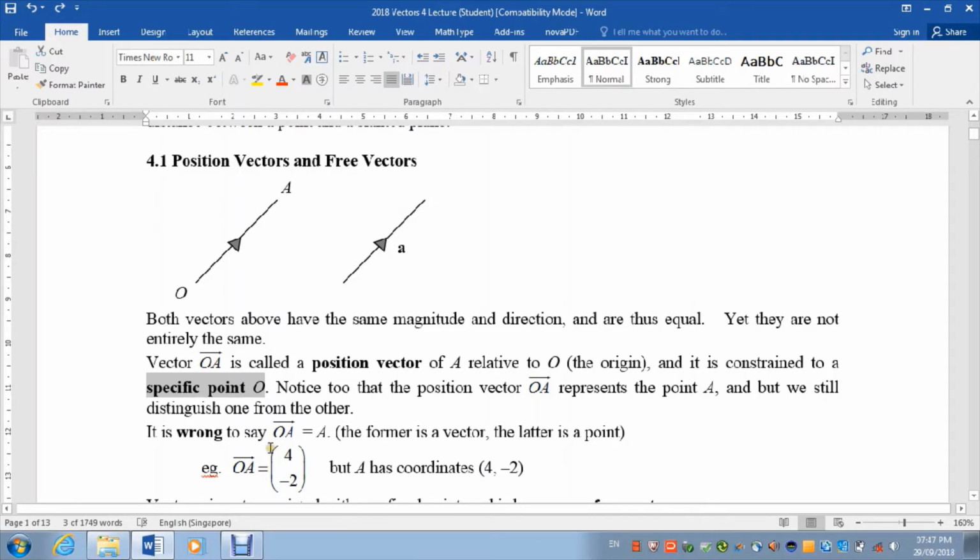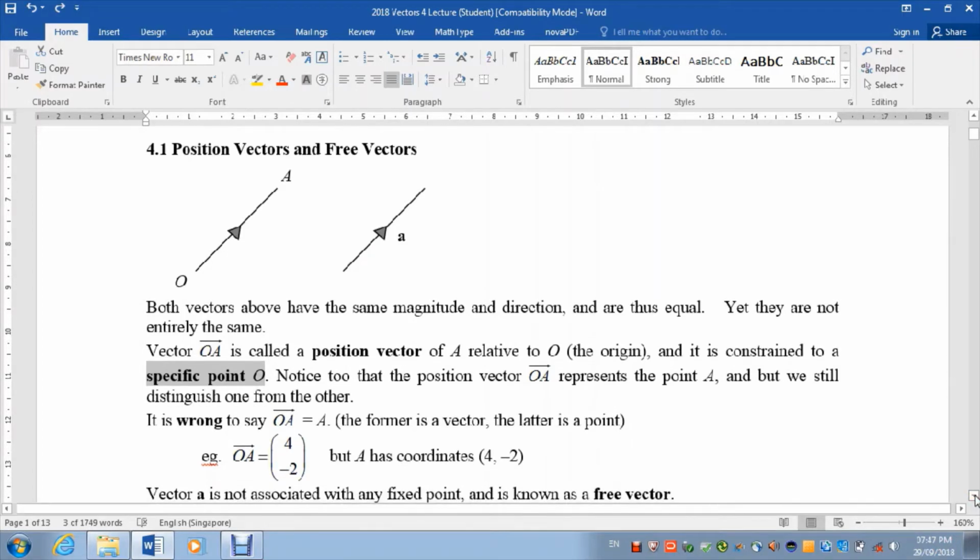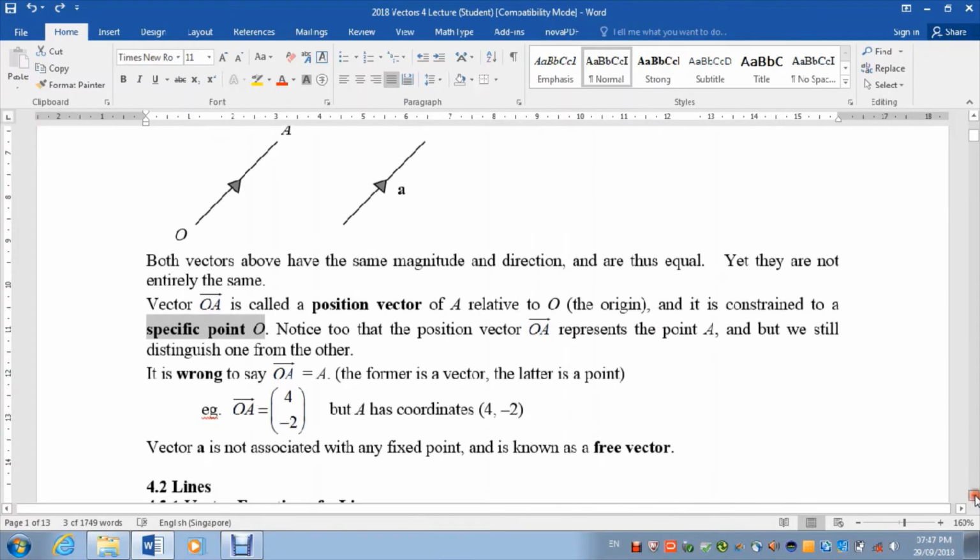Alright, and when it comes to presentation, please be very careful. If you're referring to a vector OA, which is a position vector of A, you have to write OA with an arrow on top to represent that this is actually a vector. And you should not be saying that OA is equal to A, because A is actually a point, meaning that A is written in a coordinate form, for example, (4, -2). So please be very careful with your presentation of vectors from now onwards.